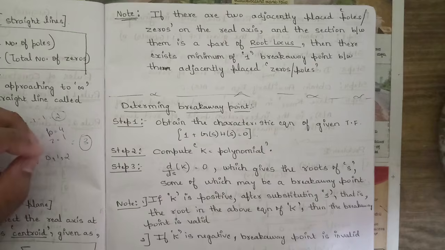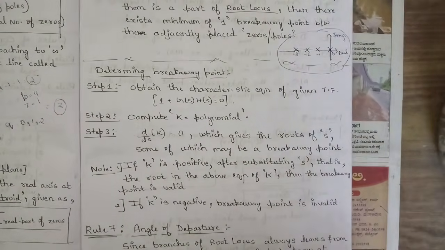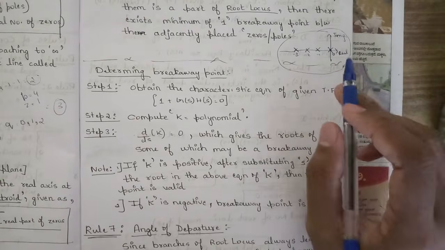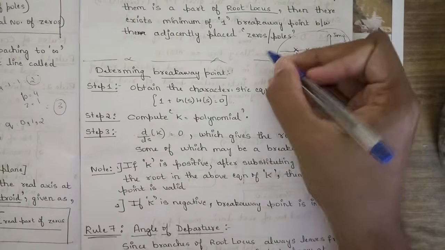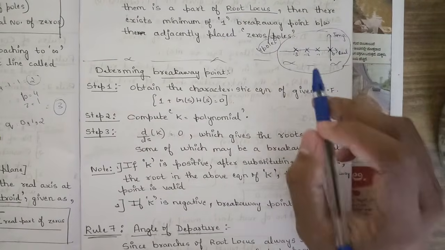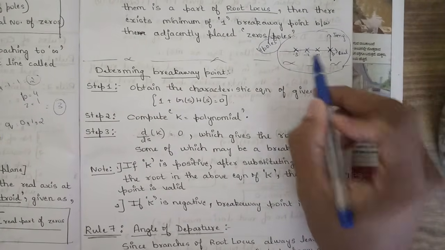So now let's see how we can do that. Look at this plot where I have drawn one rough plot here. In this, consider we have 4 poles in a particular transfer function, and those 4 poles are 0, minus 1, minus 2 and minus 3.